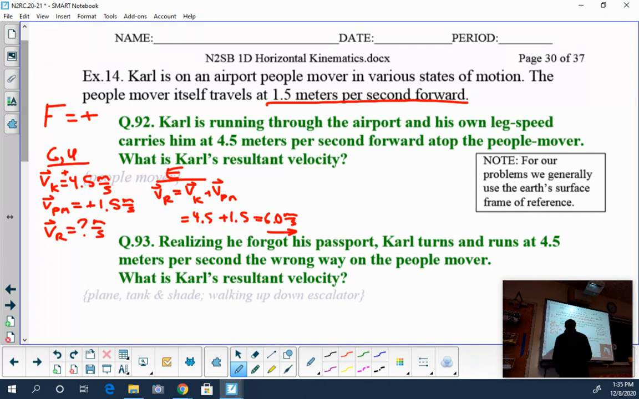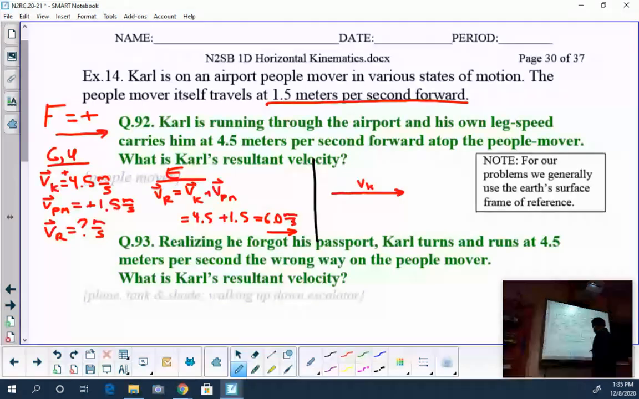I'd also like you to draw this. And this is a sketch, so you don't have to get crazy. It's a sketch. So Carl's velocity is 4.5. Let's call forward to the right here. So Carl's velocity will be like this. This is the velocity of Carl. And then the people mover's velocity is 1.5 to the right.